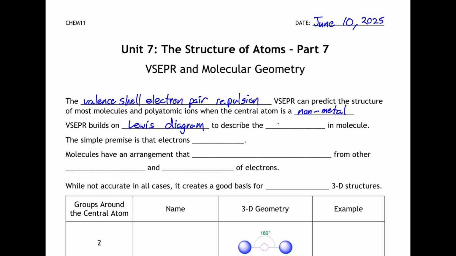And basically to describe the geometry in the molecule. So basically, what kind of shape in space does this thing take up? Because the shape it takes up in space affects how it reacts with other things. So if you know what shape something is, you can predict other properties about it, what kind of reactions it could be involved in. The simple premise that basically describes this whole arrangement is electrons repel each other. Electrons don't want to be anywhere near other electrons, and that basically dictates the space. So molecules have an arrangement that minimizes the repulsion.